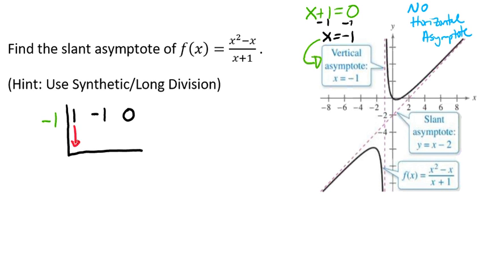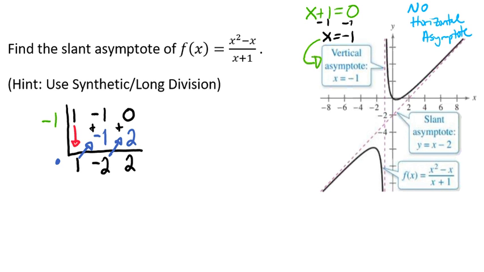So I'm going to bring down my 1, and then I'm going to multiply. And -1 times 1 is a -1. And when I add those together, that's going to give me -2. And now it's time to multiply again. So -1 times -2 is going to be a +2. And when I add these, I'm going to get a 2.